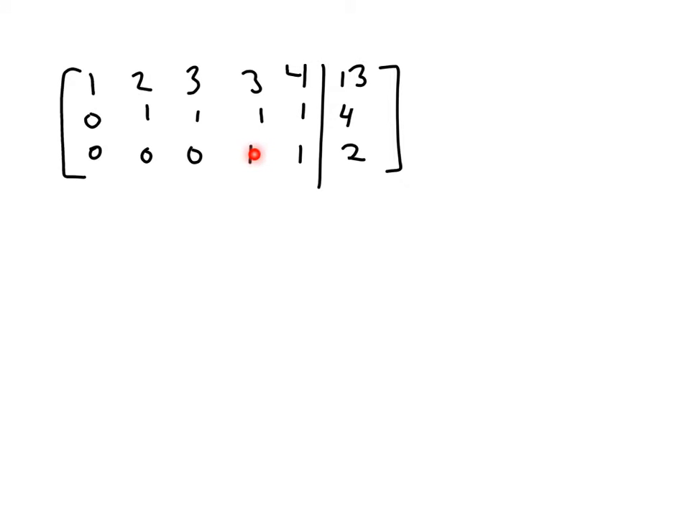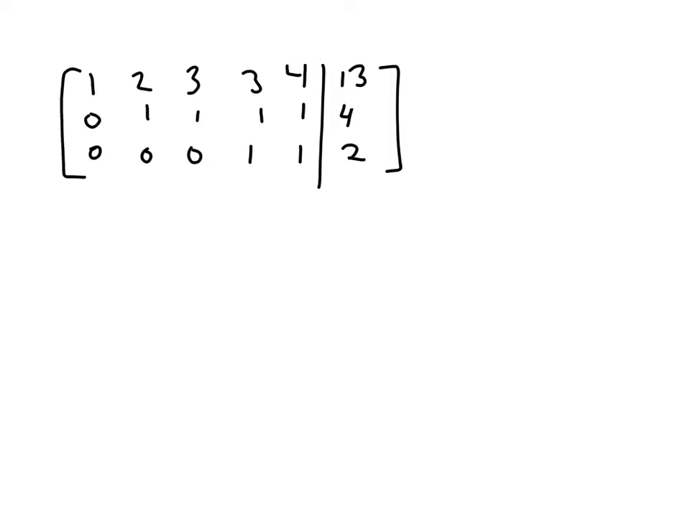In the reduced echelon form, the main difference is that when you look at each pivot, every other entry in that column is 0. So each pivot is the only non-zero entry in that column.